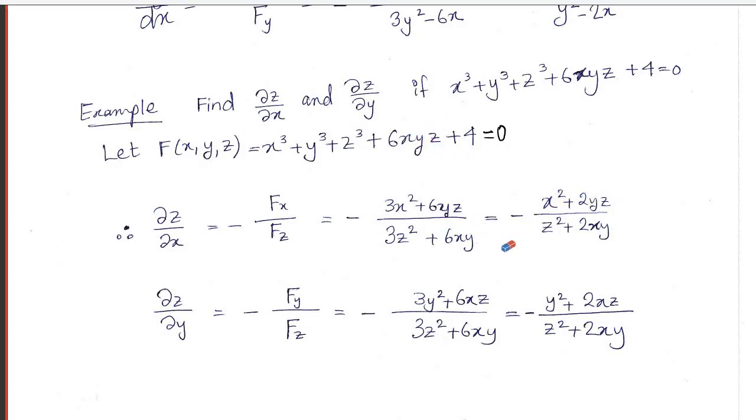Okay, simplified. Differentiation of z with respect to y is equal to minus derivation of f with respect to y divided by derivation of f with respect to z. So differentiating this with respect to y, so 0, 3y square, 0 plus 6 into x into 1 into z. Okay, or with respect to z is same as this one, and then we simplify it.